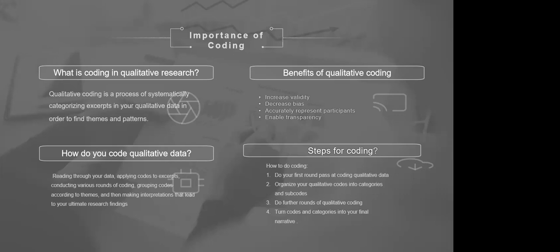So how do you code qualitative data? You read through the data first, and then you apply codes. As we said, the codes are you highlighting, basically, and writing short notes. That's how you do it. So you apply codes to the excerpts, conduct various rounds of coding, group codes according to the themes, and then make interpretations that lead to your ultimate research findings. Okay, I hope you're together until there.